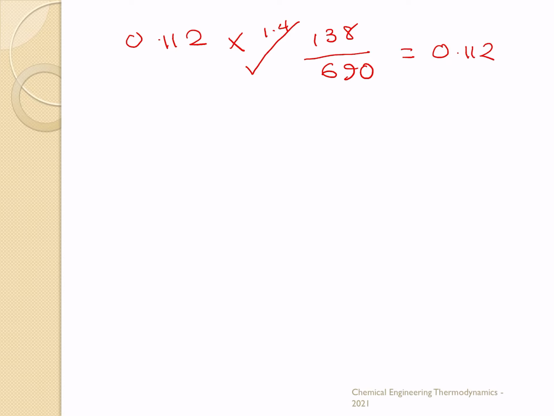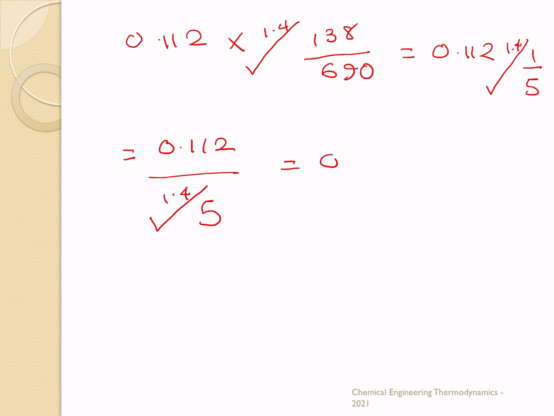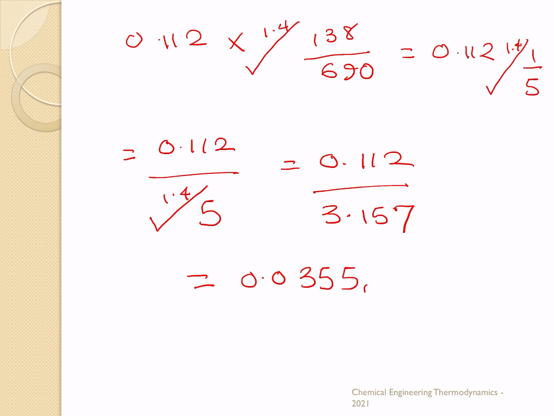So 0.112, that power again, 1.41 over 5. That should give us 0.112, 1.4, and that gives us 0.112 over 3.157, which equals 0.355 meter cube. So it is evident from this that it's a compression.